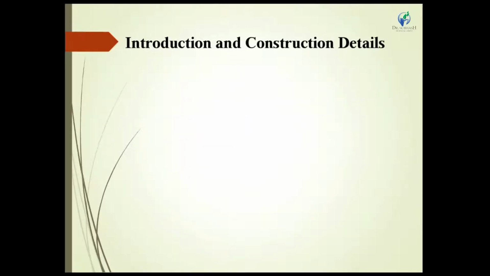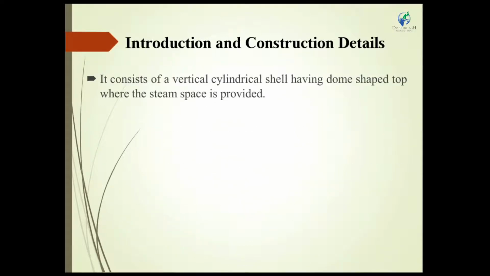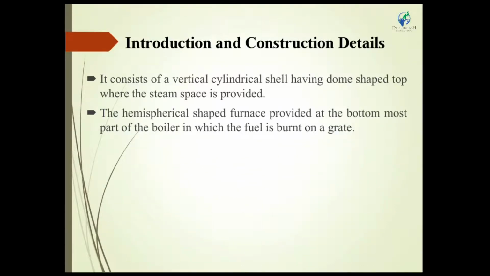Next, introduction and construction detail. It consists of a vertical cylindrical shell having a dome-shaped top where the steam space is provided. We discussed this in our last topic, the simple vertical boiler. The top of the vertical cylindrical shell is used for collecting the steam. The hemispherically shaped furnace is provided at the bottom most part of the boiler, in which the fuel is burned on the grate.